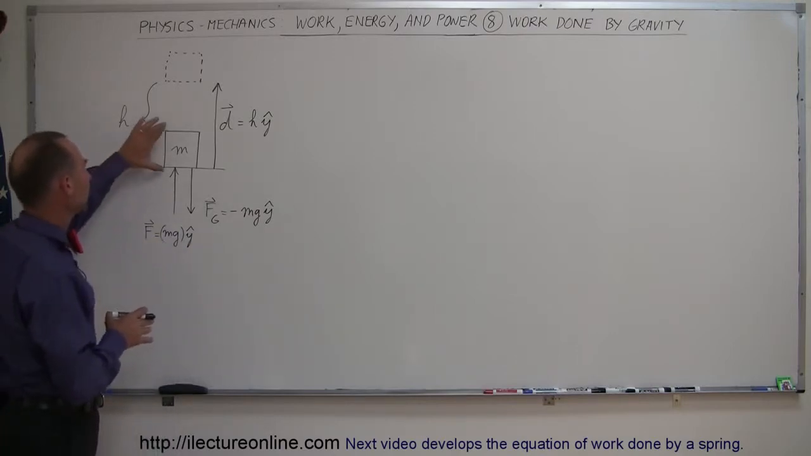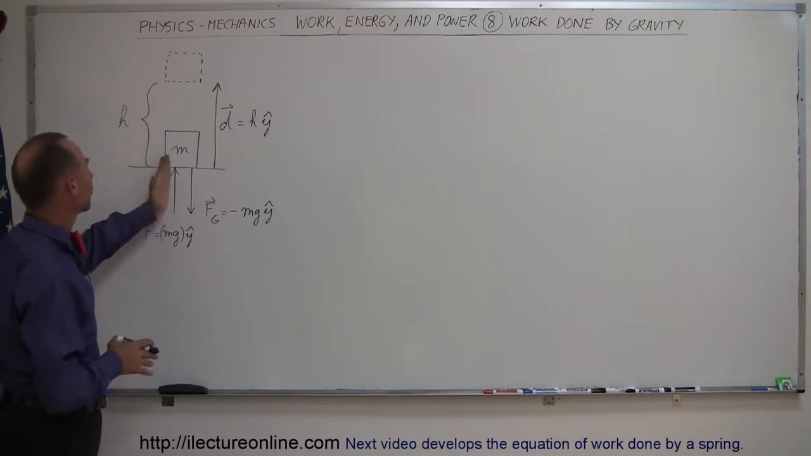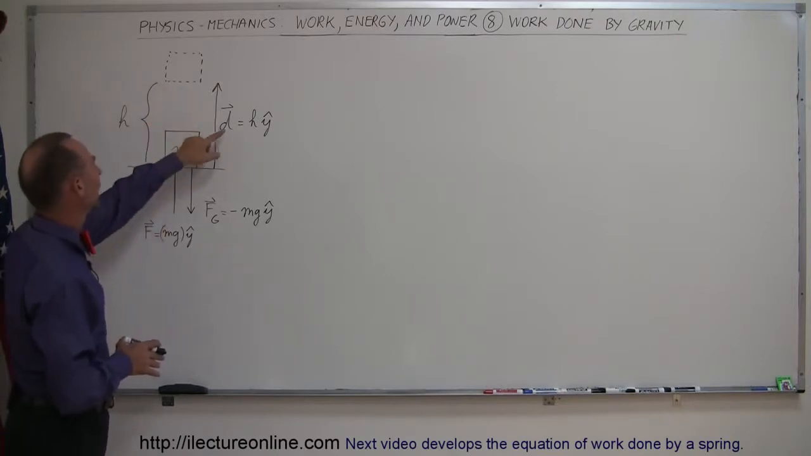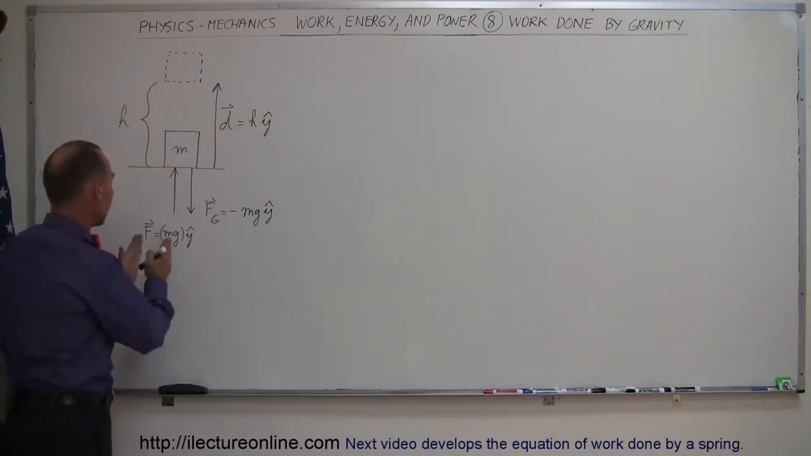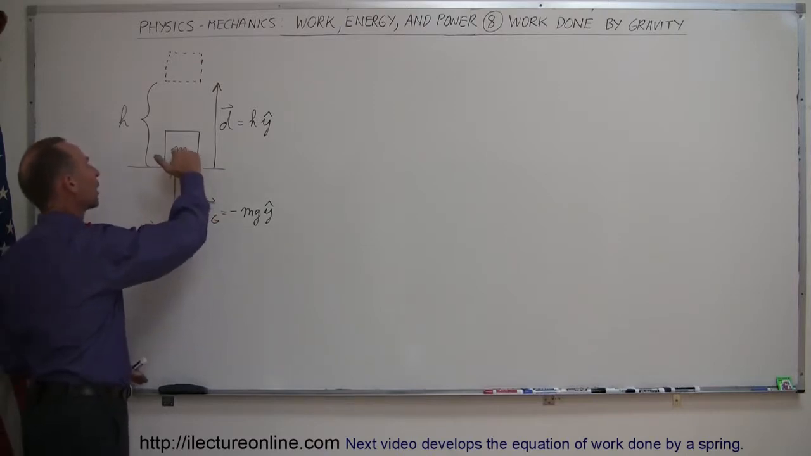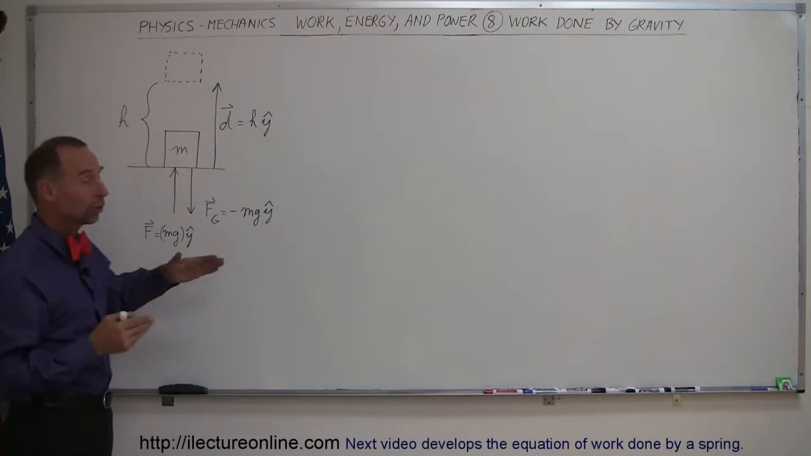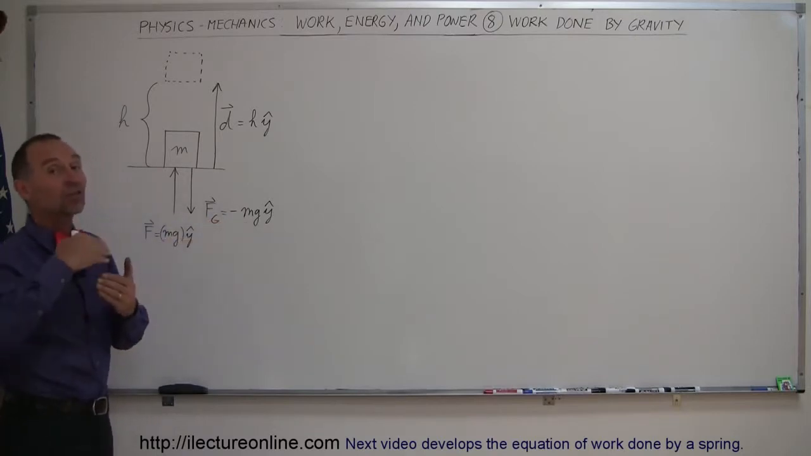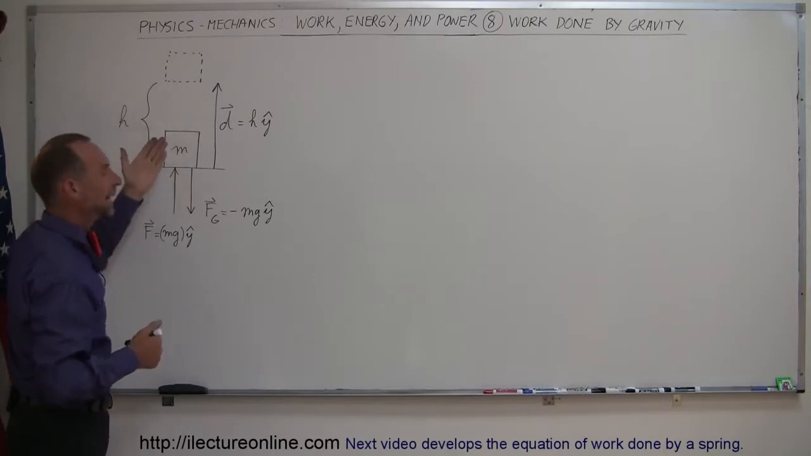Let's say we have an object with mass m sitting on the ground, and some force pushes the object upward a distance of h above the ground. So in this case, we have a force which has to be equal to the force of gravity to push the block up at a uniform velocity. If this force is bigger in magnitude than the force of gravity, it will actually accelerate upward, and then the object will gain both potential and kinetic energy.